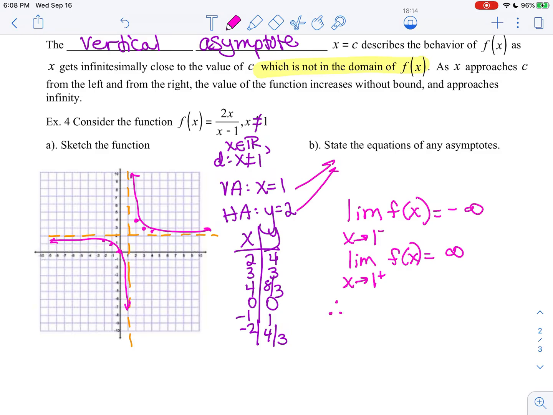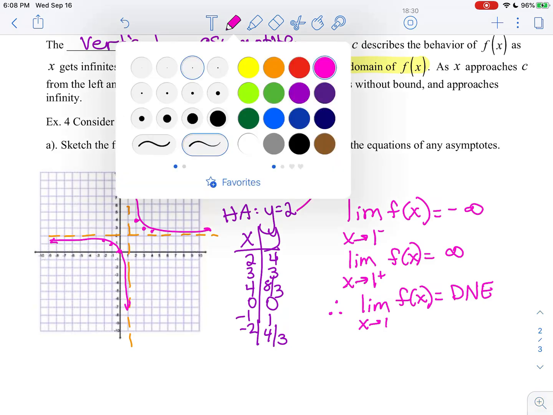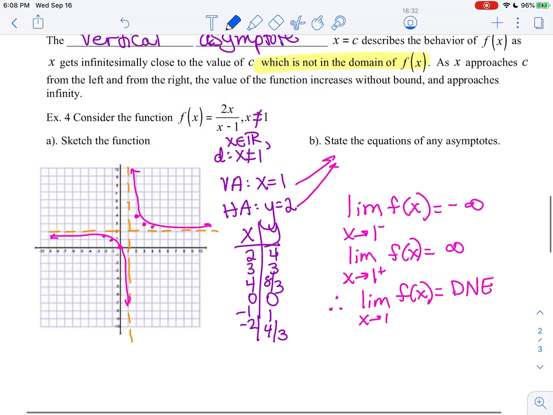Okay, so watch this. We would say the limit as x approaches 1 of f of x, we use capital D and E, and that stands for does not exist, because they have to go to the same place in order for it to exist. So those do not go to the same place.